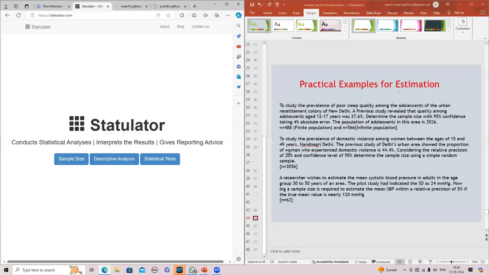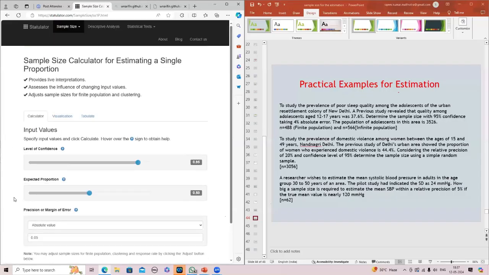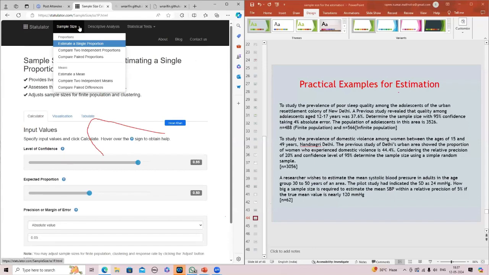You can go to Google and type "statulator", and then click on the statulator. This screen will appear. So now you click on the sample size. This type of screen will appear, and then you go to the sample size here. The first is the estimation of single proportion.